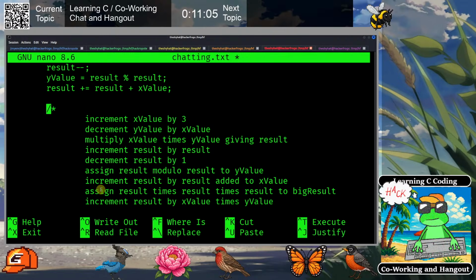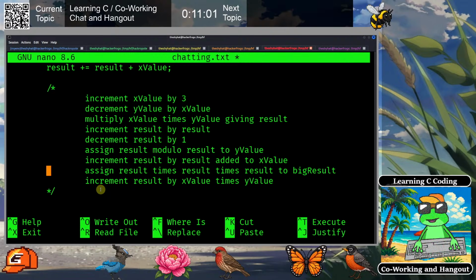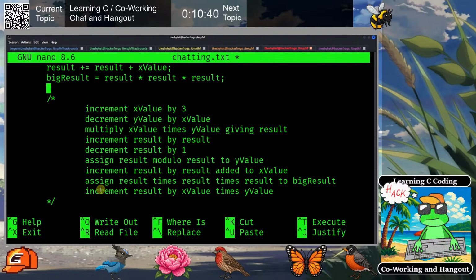Okay, and we've got a couple left. Assign result times result to big result. Big result equals result times result times result. Okay, and the last one is increment result by X value times Y value. Result plus equals X value times Y value.